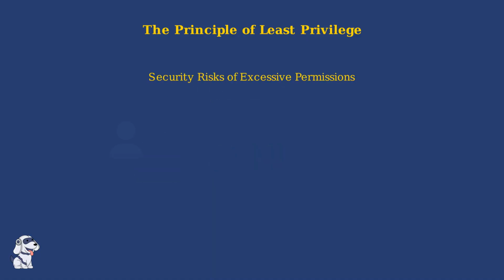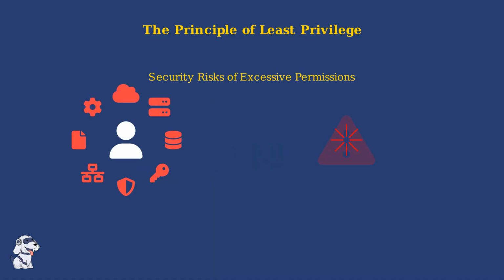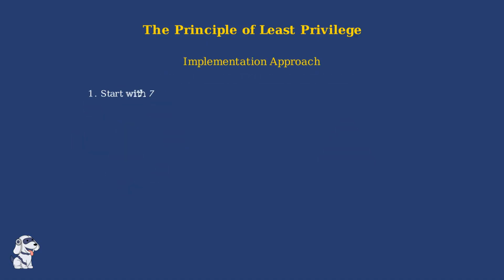When users or services have excessive permissions, they create significant security vulnerabilities. If an account is compromised, attackers gain access to far more resources than necessary, potentially leading to data breaches and system compromises. The implementation of least privilege follows a systematic approach. First, we start with zero permissions.